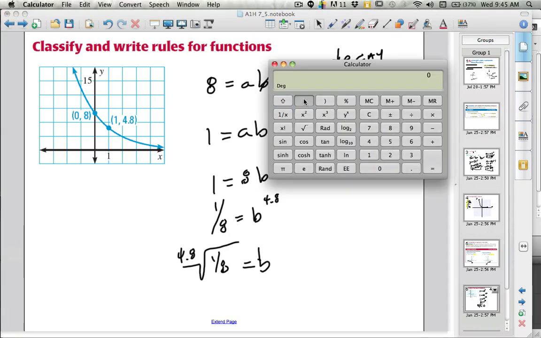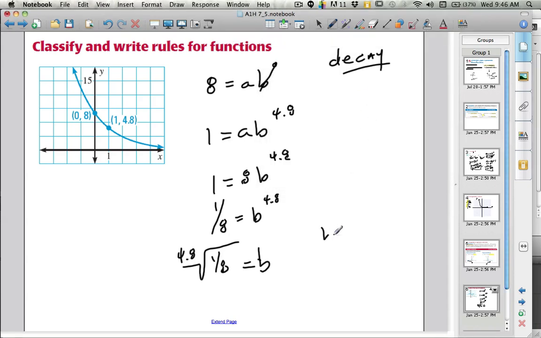So I'll have open parentheses 1 divided by 8 close parentheses, and I'm going to take it to a power, and the power I'm going to take it to is 1 divided by 4.8. And this is my answer, 0.65. So b is equal to 0.65. So if I wanted to write the rule, it's y is equal to 8 times 0.65 to the x power.